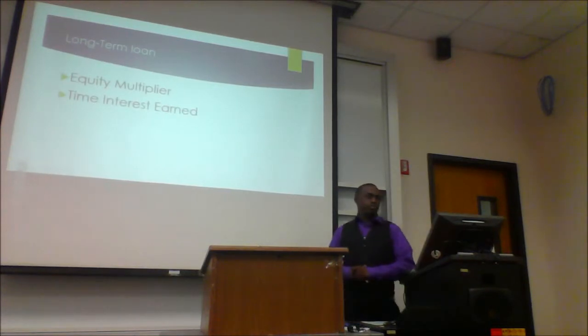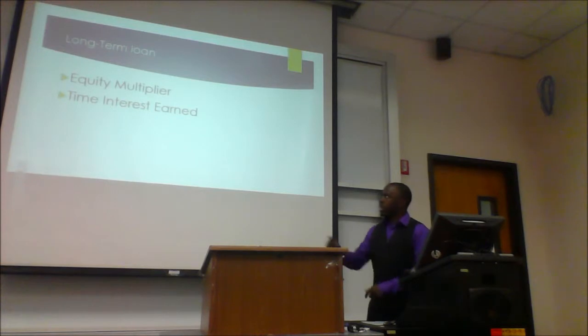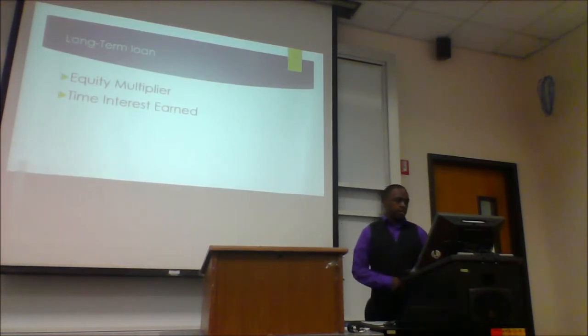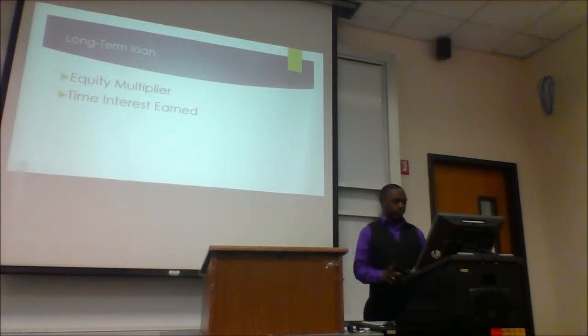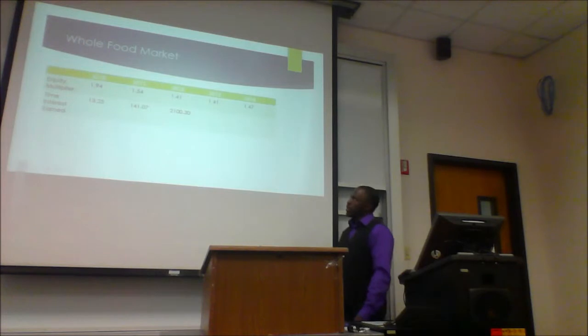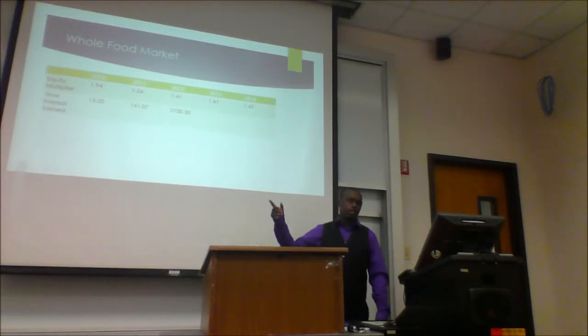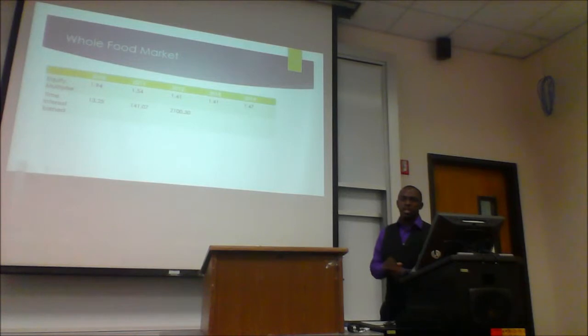For my long-term loan, I look at the equity multiplier and the times interest earned. The equity multiplier measures the leverage the company has, and the times interest earned tells us if the company has the ability to pay off its debt. For Whole Foods Market, the equity multiplier was 1.41. In 2013, it stayed steady, remaining 1.41. In 2014, it increased to 1.47.